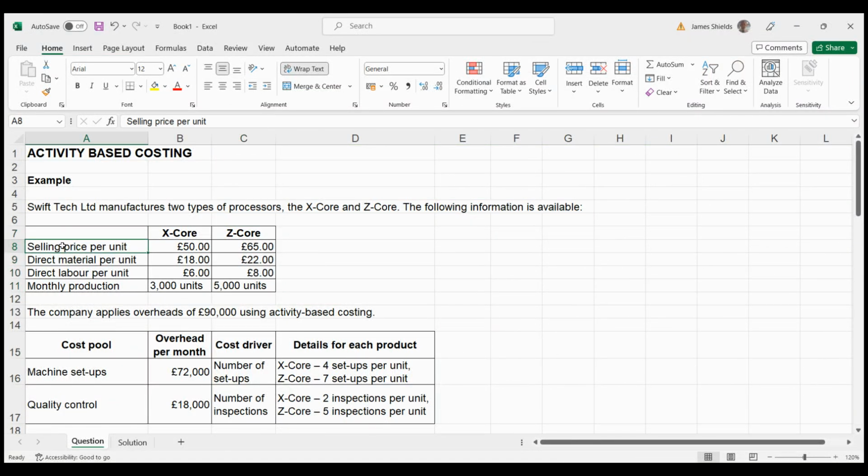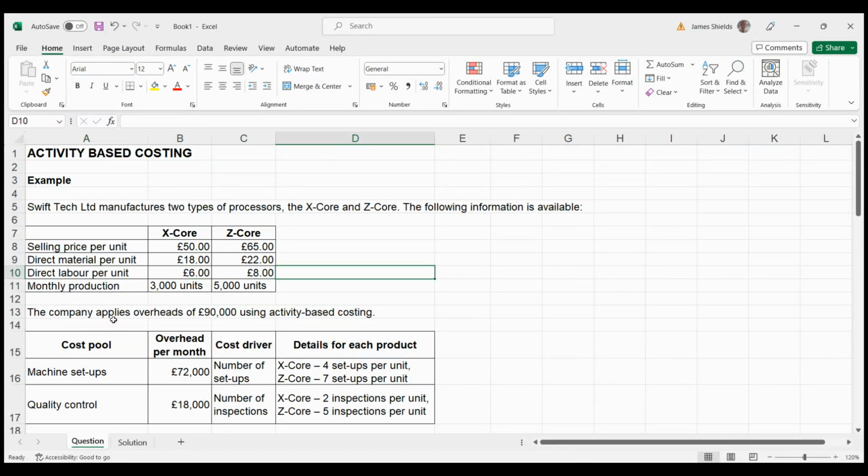Well, the selling price per unit for X core is £50 per unit, and Z core is £65 per unit. Direct material per unit for X core is £18 per unit, and Z core is £22 per unit. Direct labour per unit, X core is £6 per unit, and Z core is £8 per unit. Monthly production now, X core is 3,000 units per month, and Z core is 5,000 units per month.